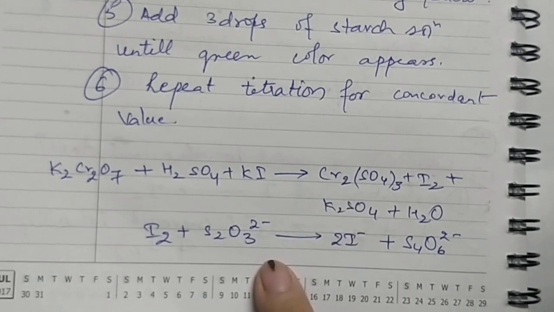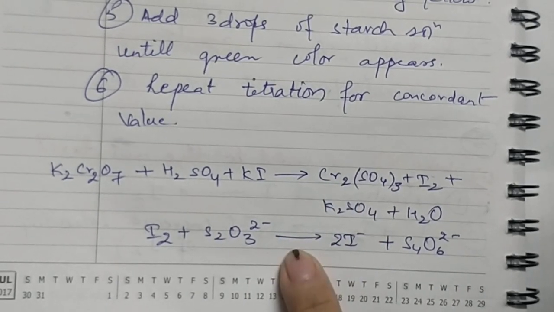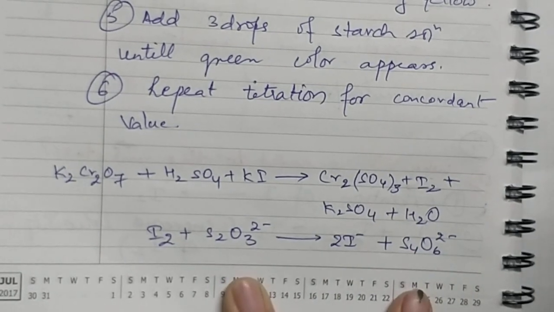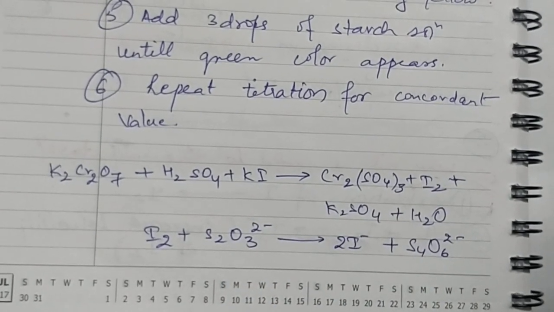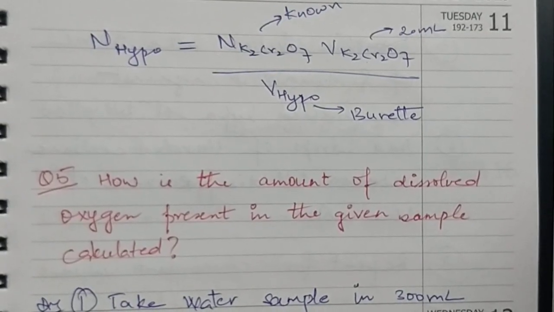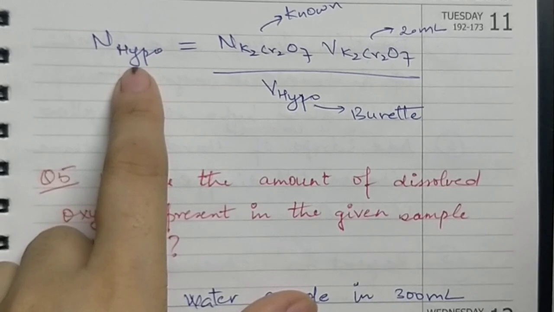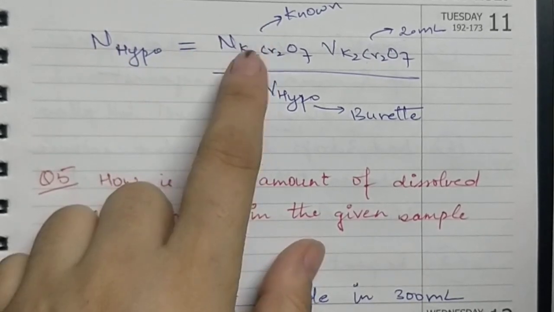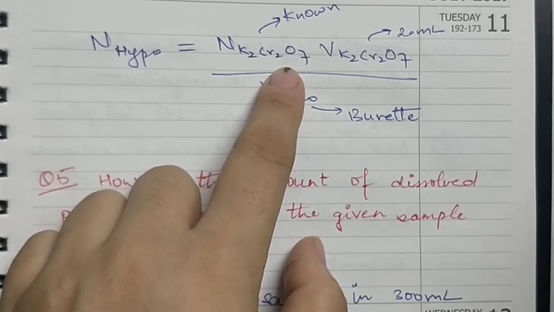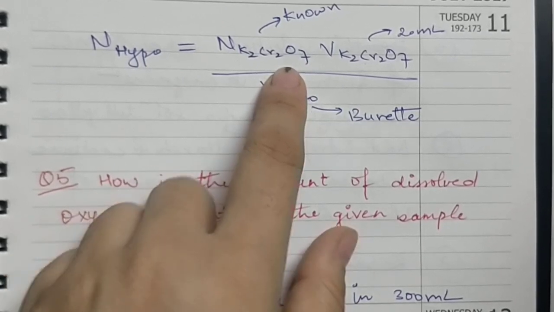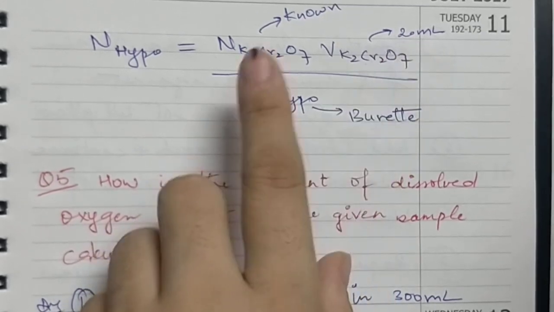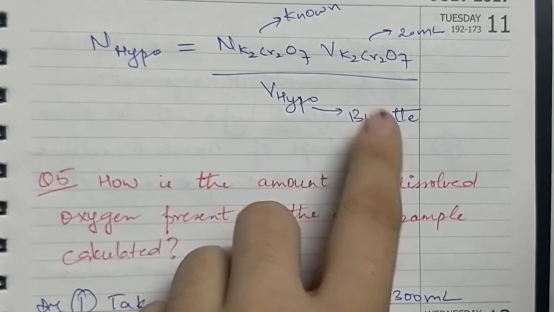So for the standardization of hypo solution, the color change will be blue to green, and the green will be a light green color. Okay class, keep that in mind. The calculation for it is N hypo, that is normality of hypo solution, equals normality of K2Cr2O7, that will be known to you because you have yourself prepared this primary standard, into volume of K2Cr2O7, that is 20 ml you have used, divided by volume of hypo solution, which you can see from the burette.